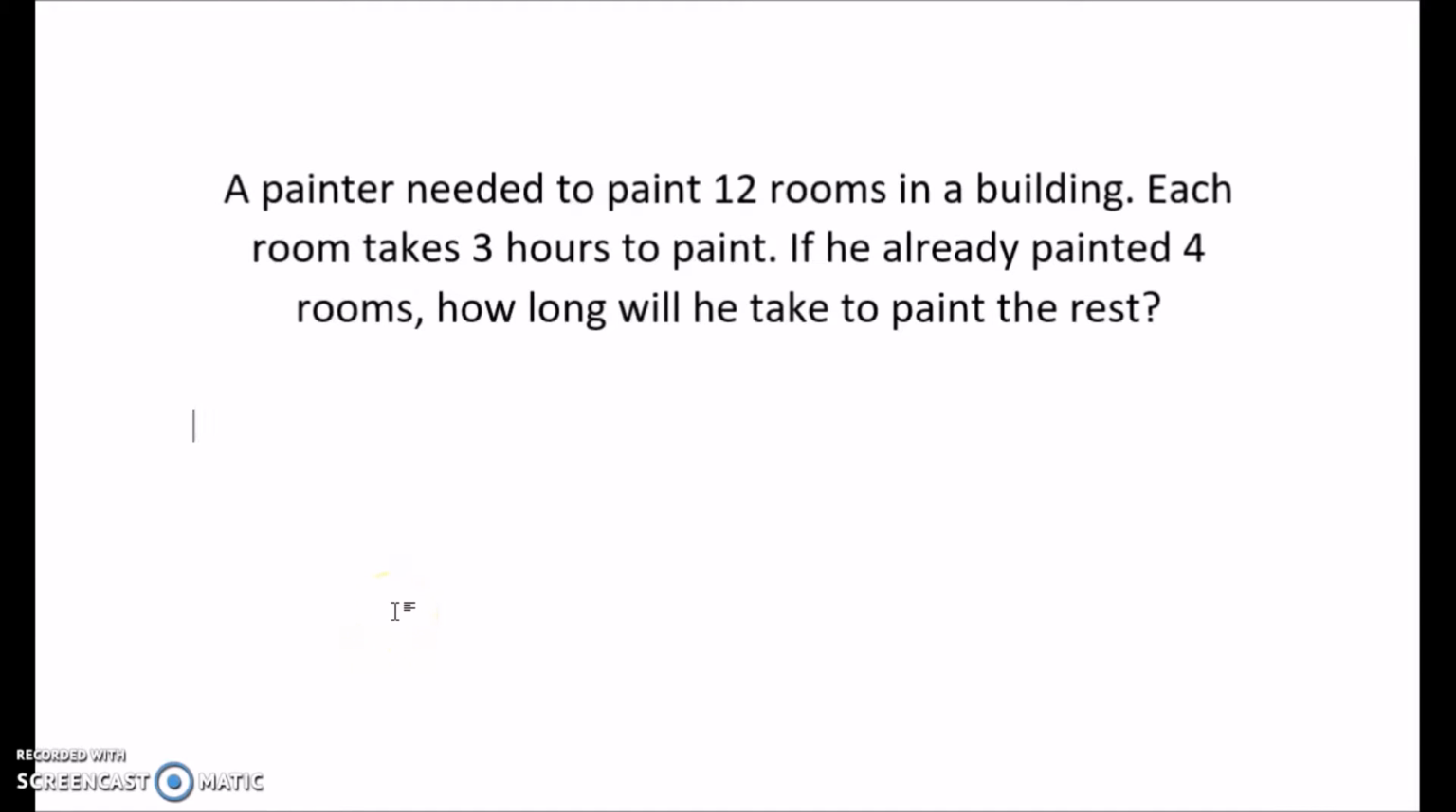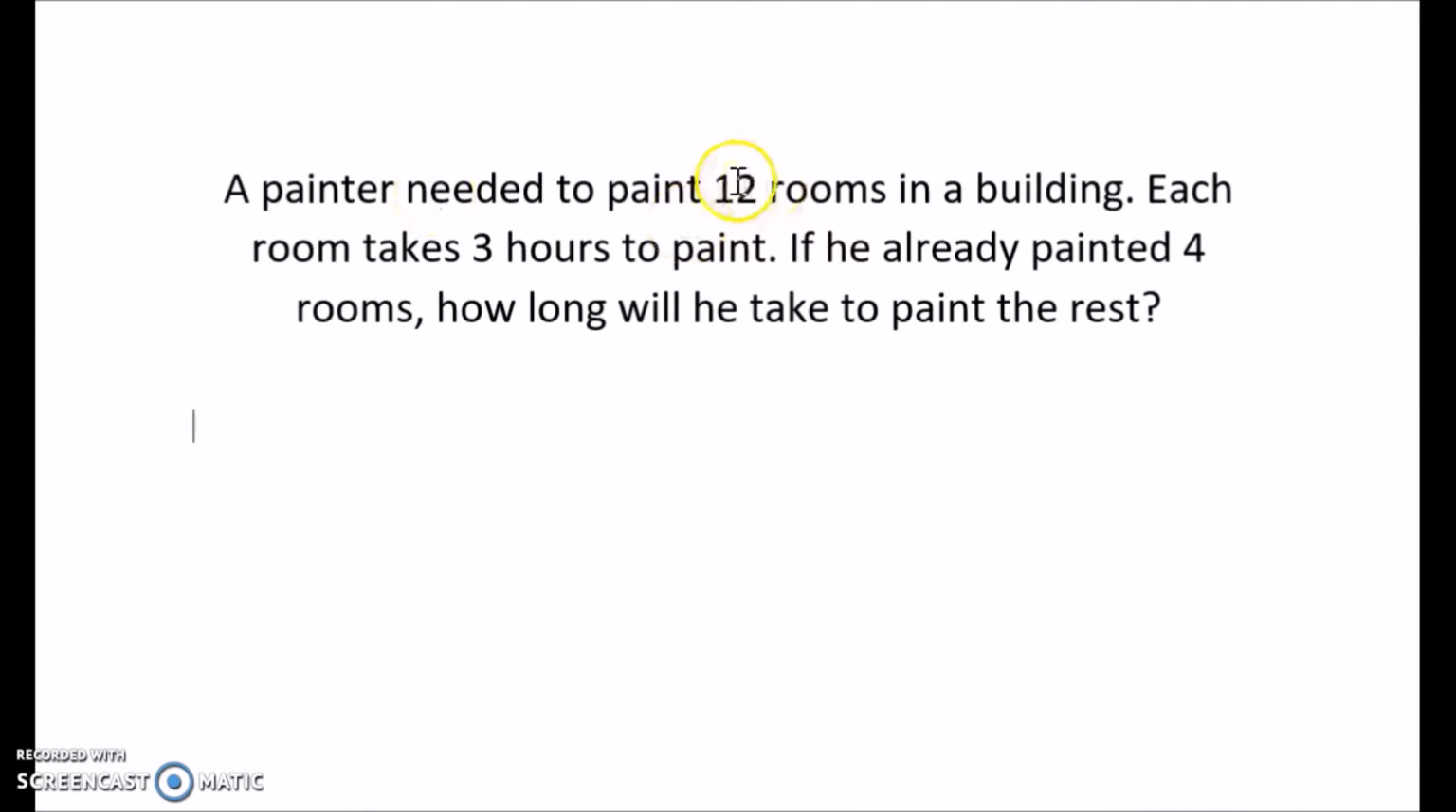Okay, so this is problem number 2. You can take what you learned from the first problem, the strategy you learned, and use it for this one. The problem reads, a painter needed to paint 12 rooms in a building. Each room takes 3 hours to paint. If he already painted 4 rooms, how long will he take to paint the rest? And so the first step is kind of hidden in this one, so you need to find out how many rooms are left to paint.